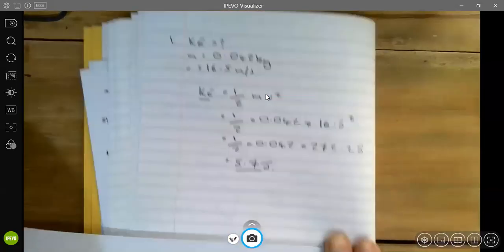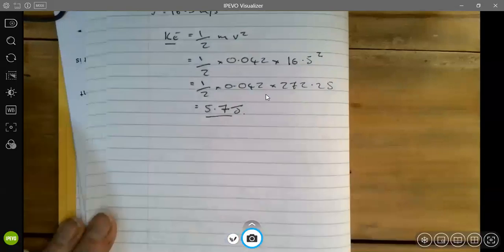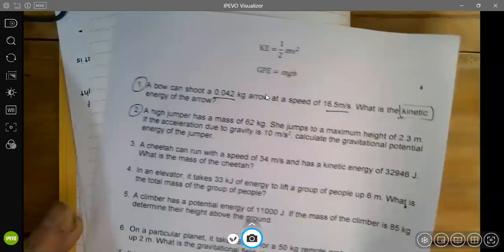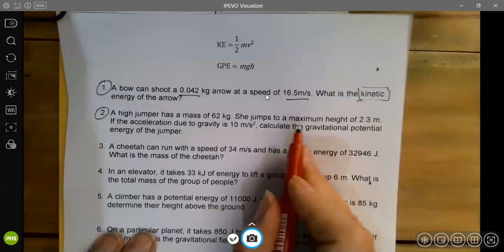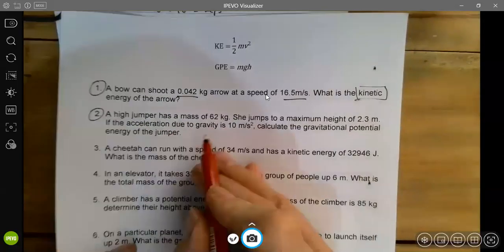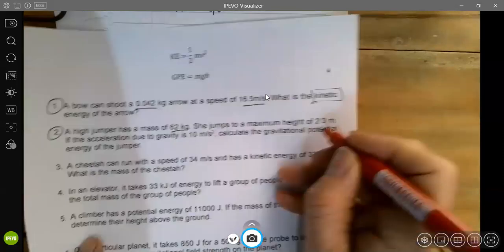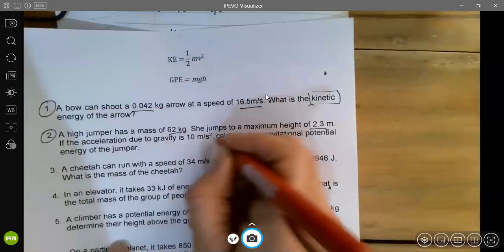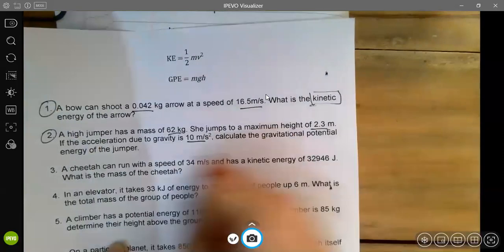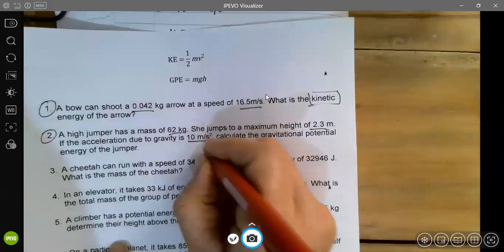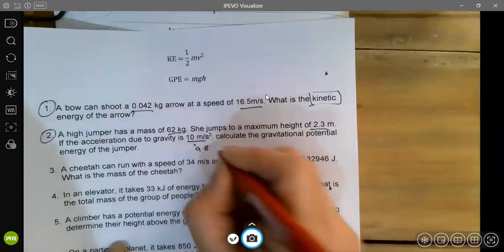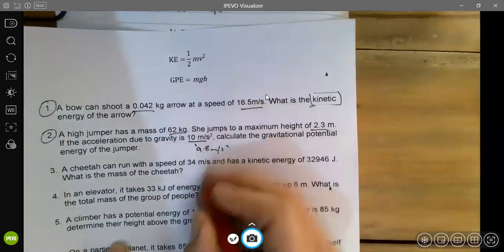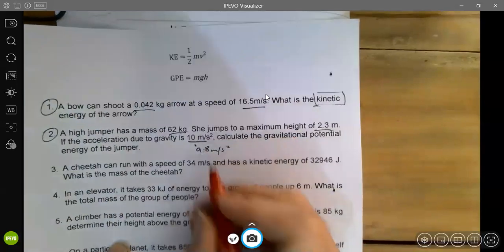Now, moving on to number two. It is asking: a high jumper has a mass of 62 kilograms, jumps to a maximum height of 2.3 meters, and the acceleration due to gravity here is 10 meters per second squared. Calculate the gravitational potential energy of the jumper. What I'm going to ask you to do though is use 9.8. This is obviously an old question, and we need to use 9.8. We no longer let you use 10.